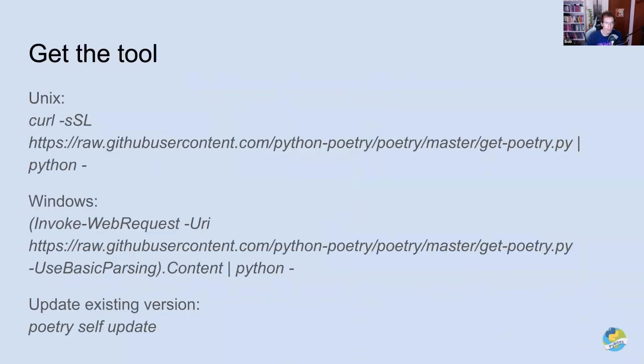So to get the tool, you can just do a curl command to this URL. In Windows, you have an equivalent. I use Mac. I already have it installed. And to update it with the newer version, you can do a poetry self update.